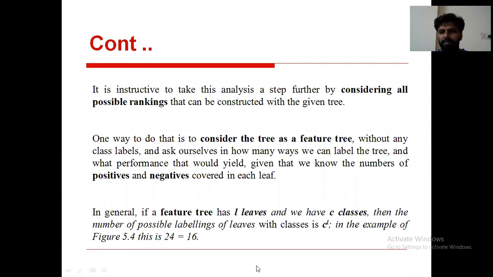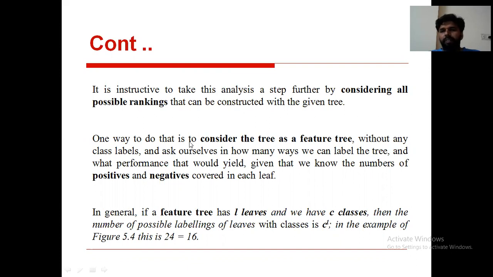Next, it is instructive to take this analysis step further by considering all possible rankings that can be constructed with a given tree. Here we need to construct all the possible rankings. Before constructing a decision tree, I already told you, we need to consider the ranking of each and every feature. After calculating the ranking, based only on the ranking of the features, we are constructing the decision tree.